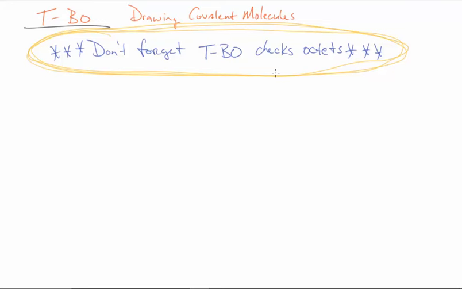We're going to jump right into this. I don't want to take up too much of your time here, and I've got a little bit to place into your minds today. So we're going to take a look at TBO. Really, it's just how are we going to draw these covalent molecules in three-dimensional space, and I've circled something and written and starred it here on the page, and I need you to write it really big across your page: don't forget TBO checks octets. So don't forget TBO checks octets.